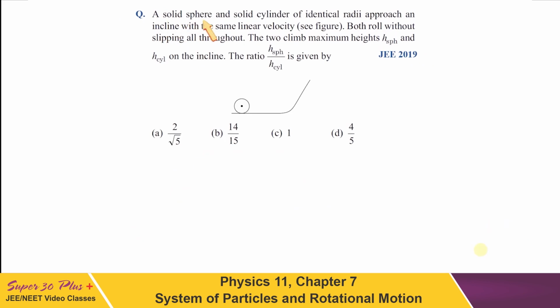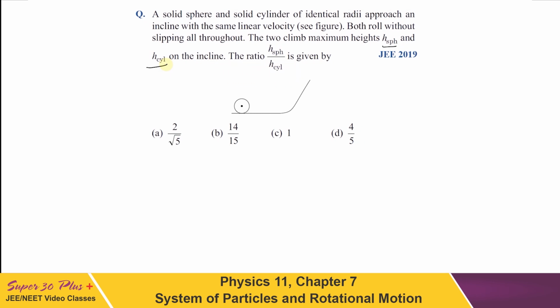A solid sphere and a solid cylinder of identical radii approach an incline with the same linear velocity. Both roll without slipping throughout. The two climb maximum heights h for the sphere and h for the cylinder on the incline. Then we have to calculate the ratio of these two heights.